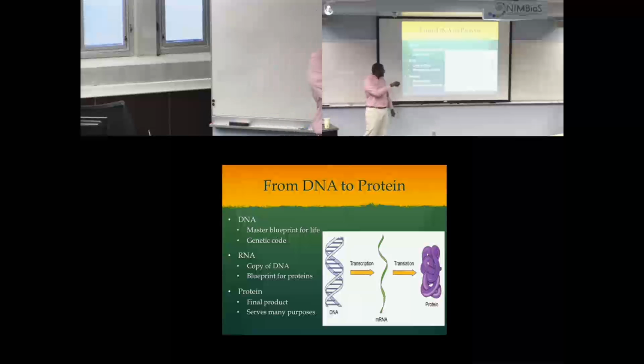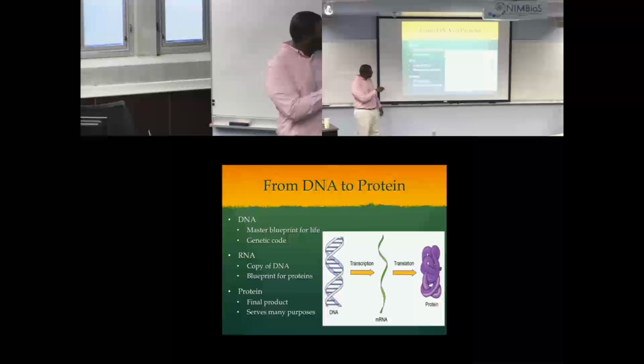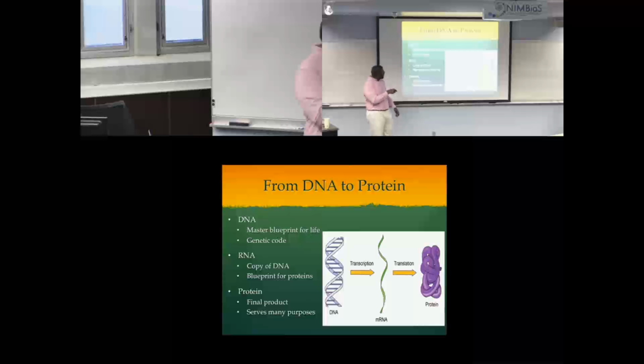So as I said, DNA is the master blueprint for life. And you can transcribe or copy DNA into RNA. And this is just, again, a copy. And it's the blueprint for making the proteins. Now, one thing I should mention is DNA and RNA are codes, right? Like a computer code.